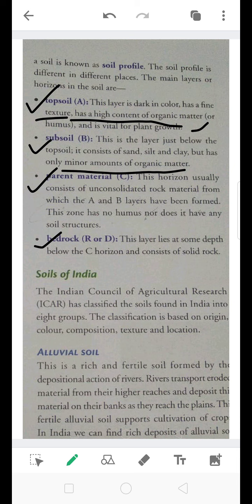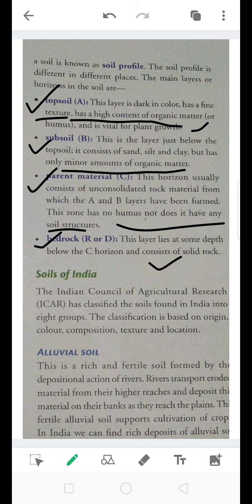Coming to the third layer, it is the parent material. This horizon usually consists of unconsolidated rock material, from which the A and B layers have been formed. So these two layers are actually formed from the parent material. As the name suggests, parent material, the topsoil and subsoil are the children of parent material. This zone has no humus, nor does it have any soil structure. The fourth one is bedrock, that is R or D, whatever we say. This layer lies at some depth below the solum and consists of solid rock.